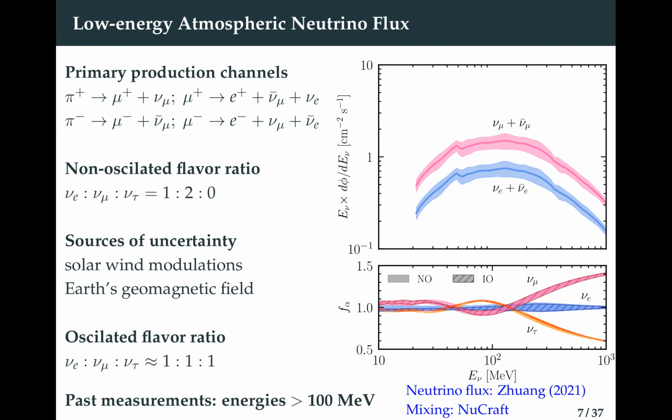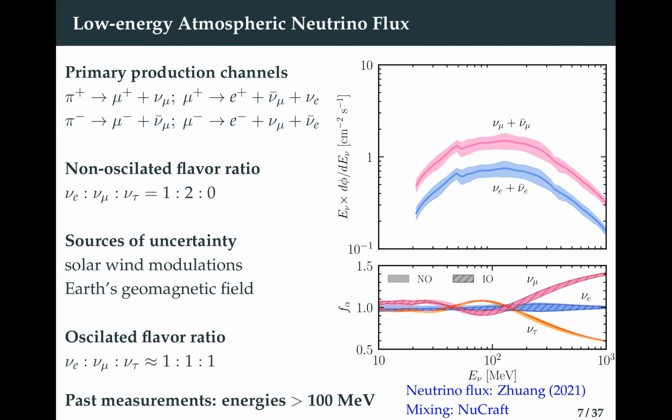Okay, so if we look at the atmospheric neutrinos, the low energy part comes mostly from the pion and muon decays from those chains. And here we can see the flux as a function of energy for the sum of mu and anti-mu and electron and anti-electron neutrinos. But because we now know that neutrinos have masses, when we measure the flux at the Earth, it's not the same as it was created in our atmosphere. So we need to take into account the oscillations.